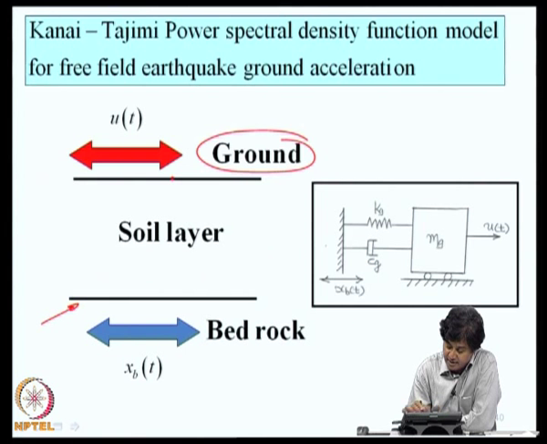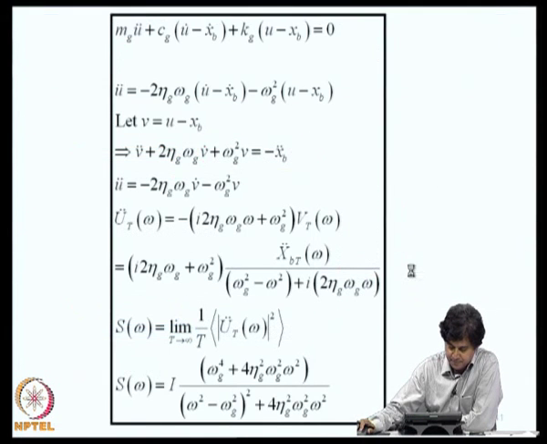the soil layer is modeled as a single degree of freedom system, where mg is the mass of the soil layer, kg is its stiffness, and cg is the damping. And this is the free field point and this is the bedrock point. The free field motion thus gets characterized in terms of the power spectral density of the base motion multiplied by the transfer function associated with the soil layer. So, how does it take place?